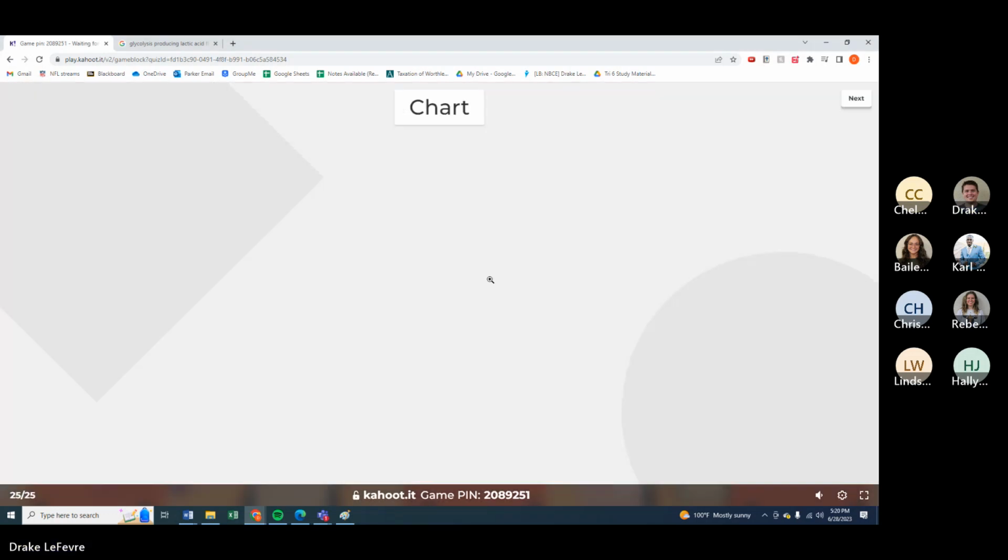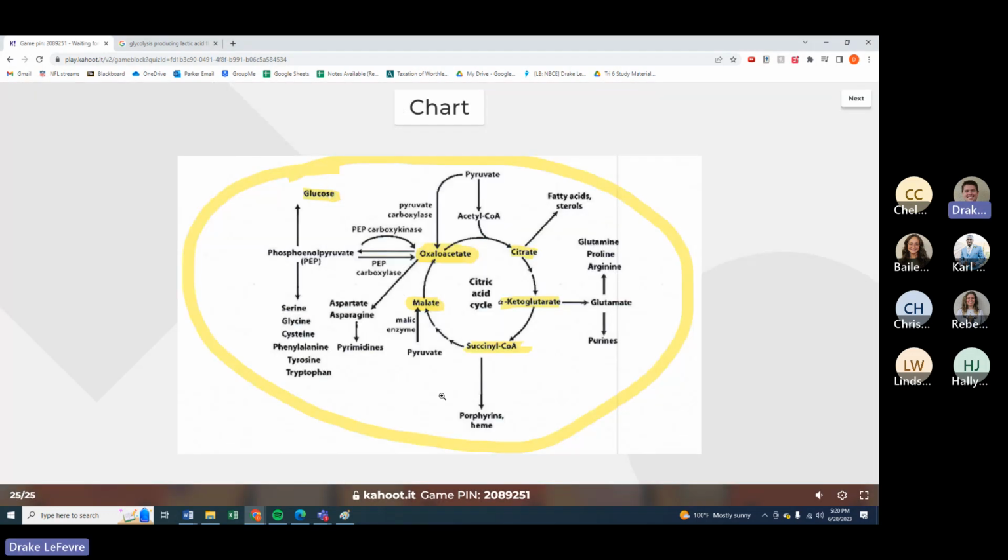Okay. So all of these questions come from this chart right here. This is talking about how, with the citric acid cycle, all of our different intermediates can be used for other purposes besides just the Krebs cycle, besides just producing NADH and ATP. So citrate, for example, can be used to create fatty acids and sterols.